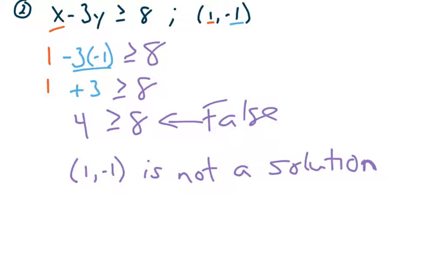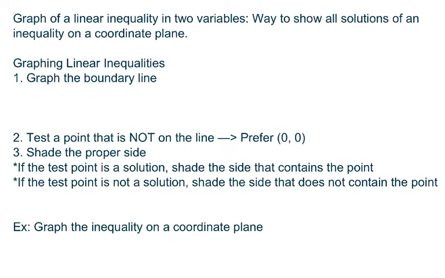The main idea of this section is graphing linear inequalities in two variables. The graph of a linear inequality in two variables, this is technically a vocabulary term, is a way to show all solutions of an inequality on a coordinate plane. It's kind of going back to chapter 2 where we graphed open circle, closed circle, left, right, but now we're expanding it to two variables, where instead of a number line, we've got a coordinate plane.